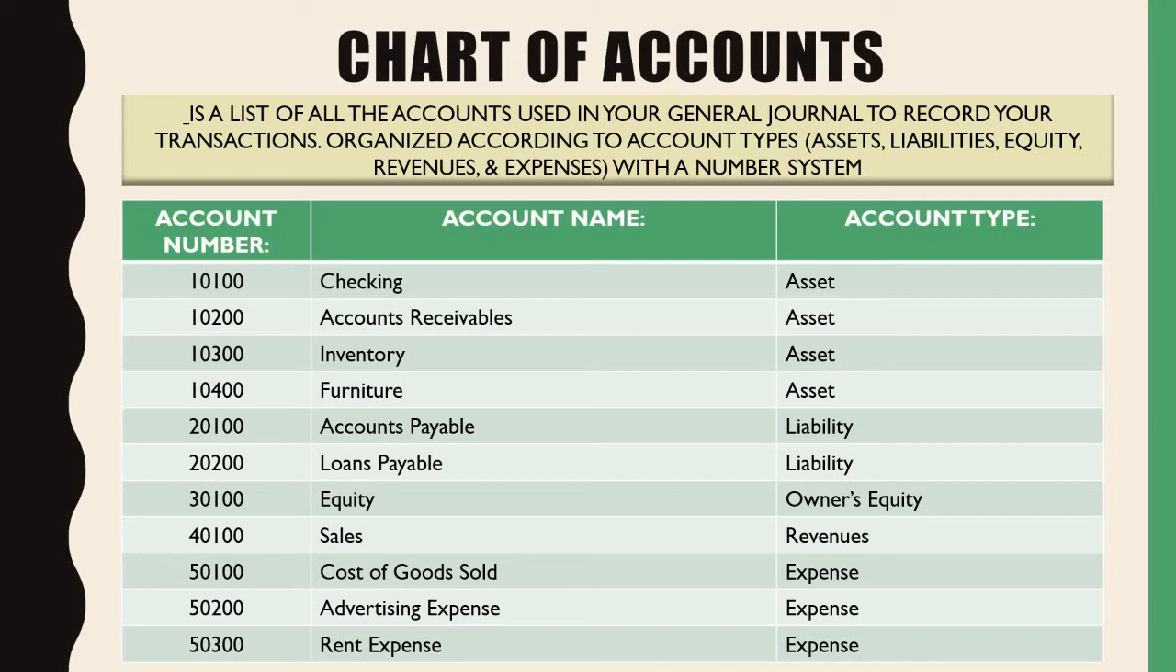But that's what it is. A chart of accounts is just a long list of every single account that exists and that you're going to potentially use to journalize. Okay, so this has to come first before journalizing, period. Okay?